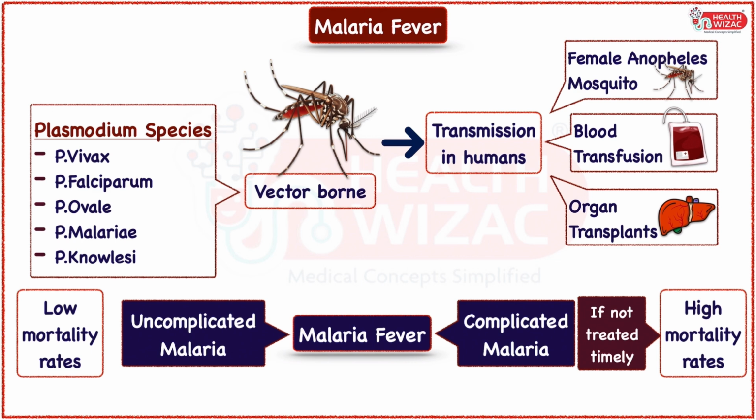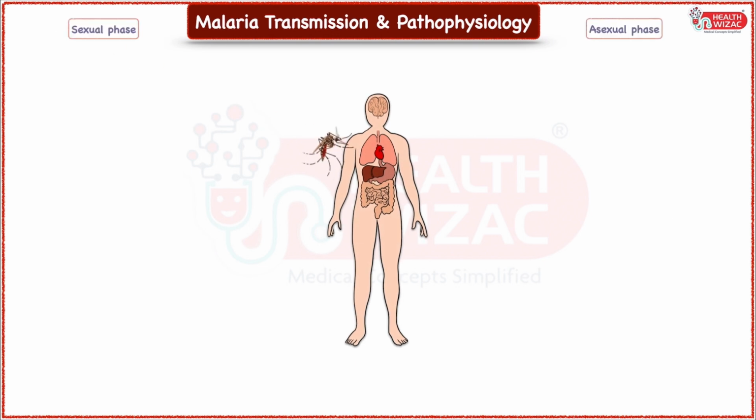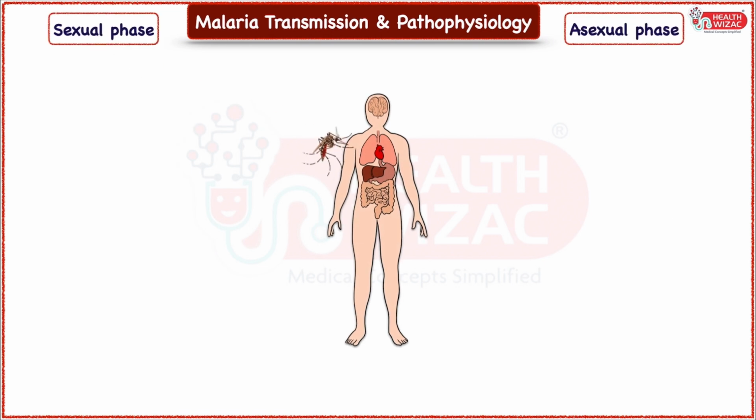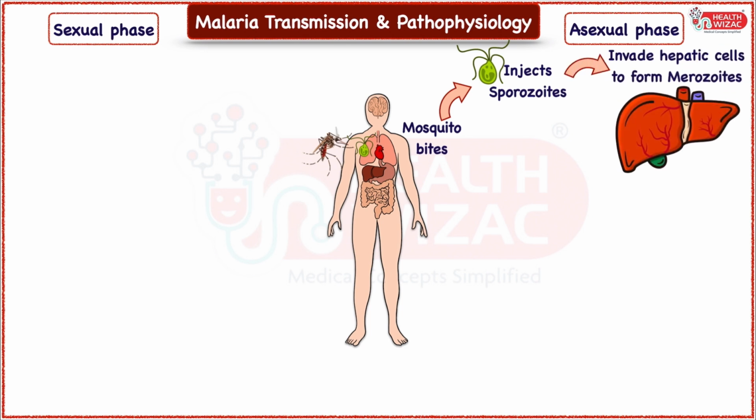Transmission of malaria follows a sexual phase in mosquitoes and an asexual phase in humans, which is as follows. As soon as the female Anopheles mosquito bites the human, it injects sporozoites into the bloodstream, which are carried to the liver to invade the hepatic parenchymal cells and undergo a phase of asexual reproduction, where each sporozoite gives rise to 10,000 to 30,000 merozoites. These merozoites infect the hepatic cells, which eventually burst, and the merozoites are released into the bloodstream.